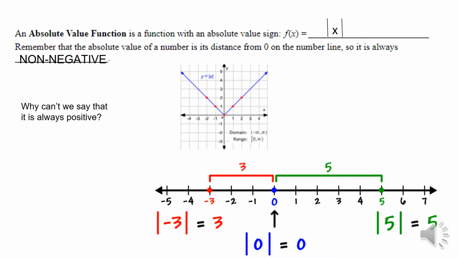What would the absolute value of 0 be? Is that number a positive number? Can you say that 0 is a positive? Not really. So you have to say that an absolute value is simply non-negative. It's the distance away on a number line from 0.